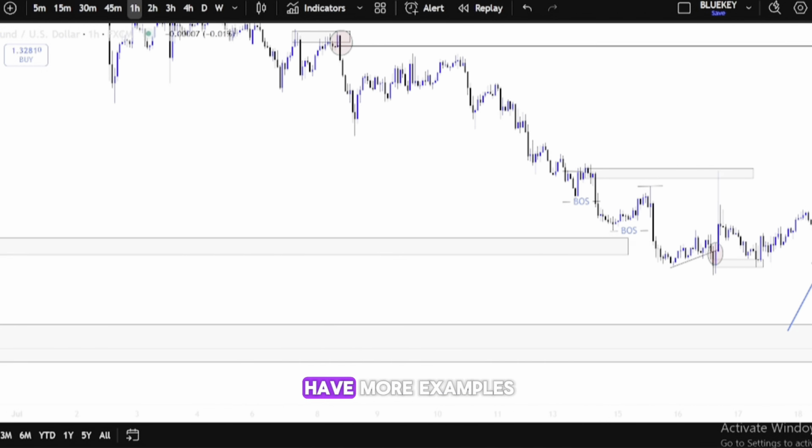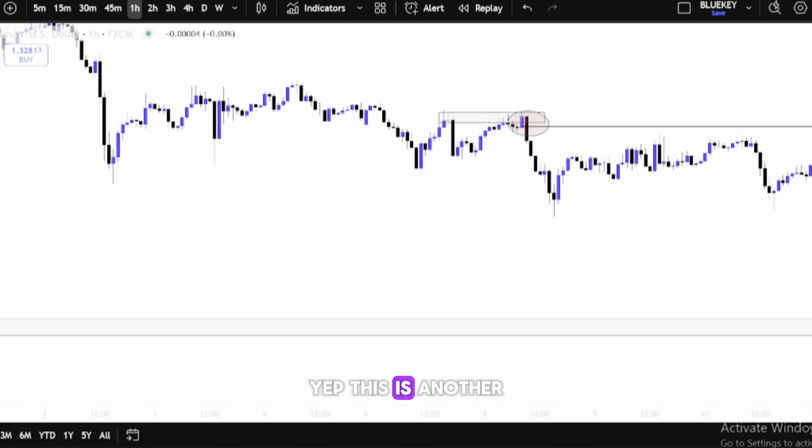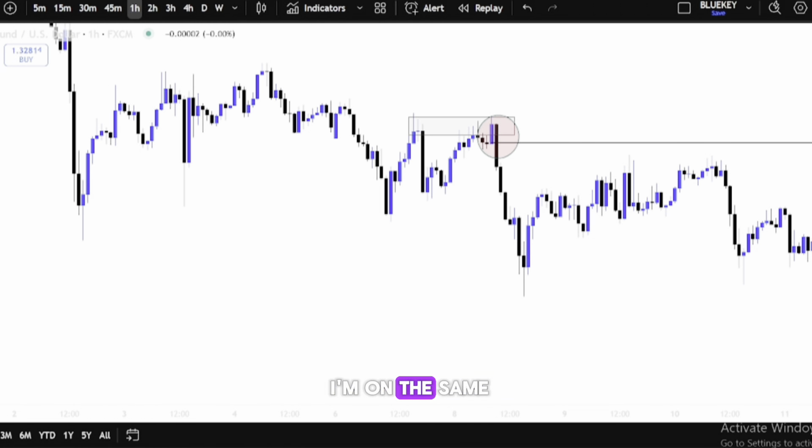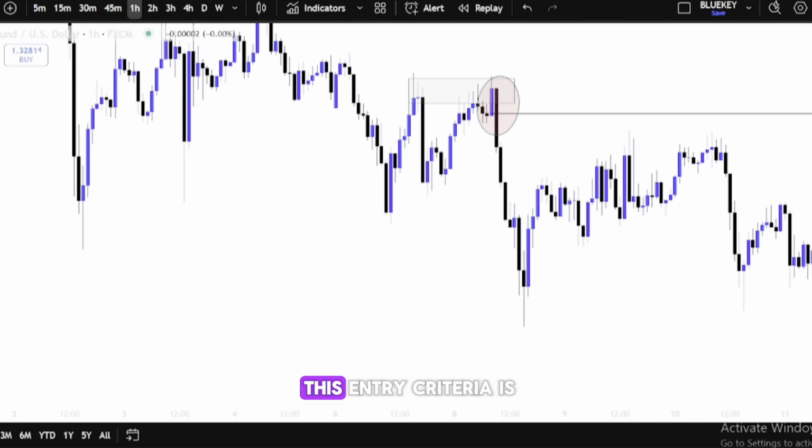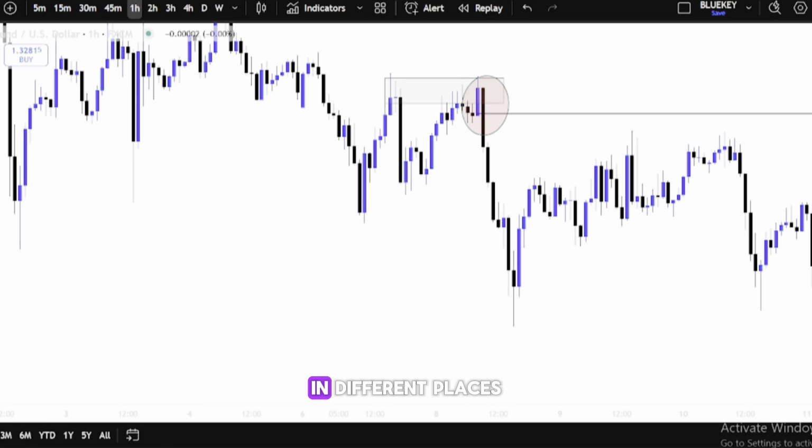So let me see. I think I still have more examples. Yep, this is another one. Like you can see, literally I'm on the same GBP USD and you can see how this entry criteria is just happening in different places. So you can literally be taking advantage of this as often as you can. Just spot it. You just need to train your eyes on how to spot this kind of entries in areas of interest. Remember that, right? So you can see this one right here, a very beautiful setup.